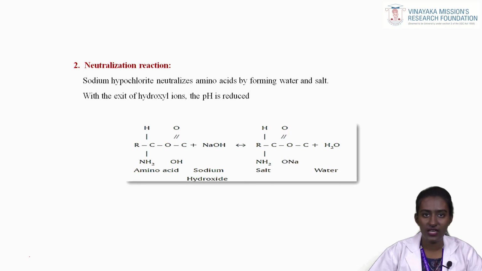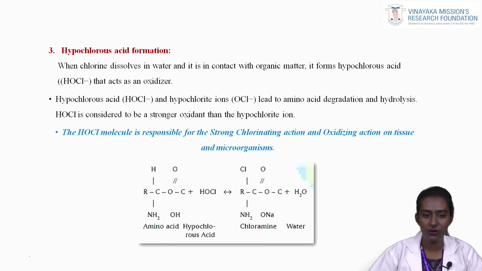The second is the neutralization reaction. Here, sodium hypochlorite neutralizes the amino acids by forming water and a salt, and with the exit of the hydroxyl ions, the pH is reduced. The third is the hypochlorous acid formation. When chlorine dissolves in water and comes in contact with organic matter, it forms hypochlorous acid. This is an oxidizer, and the hypochlorous acid and the hypochlorite ions lead to amino acid degradation and hydrolysis. Hypochlorous acid is considered a stronger oxidant than the hypochlorite ion.